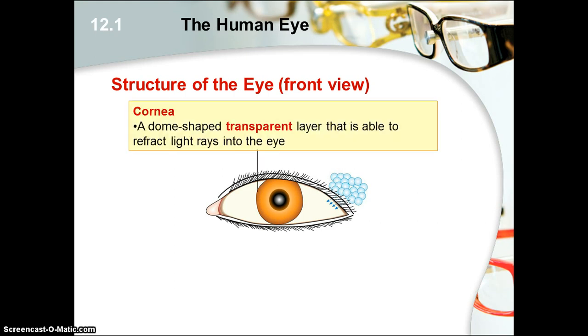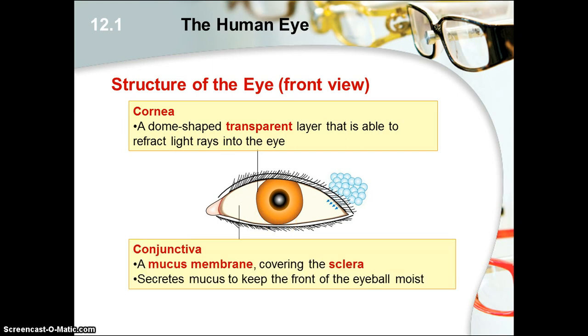First part of the eye, the cornea. The cornea refers to the dome-shaped transparent layer that is able to refract the light rays into the eye. Conjunctiva is a mucous membrane covering the sclera. It helps to secrete mucus to keep the front of the eyeball moist. The conjunctiva is the white layer we can see from here.